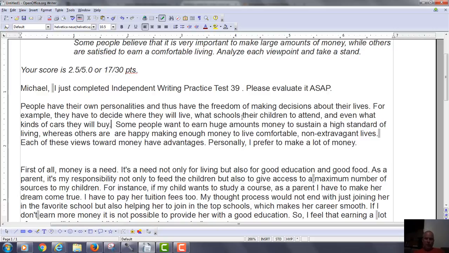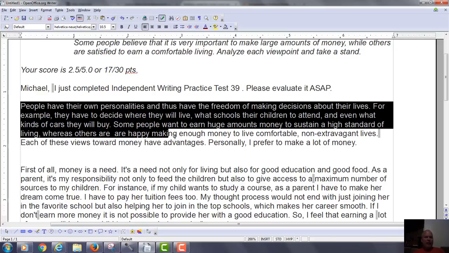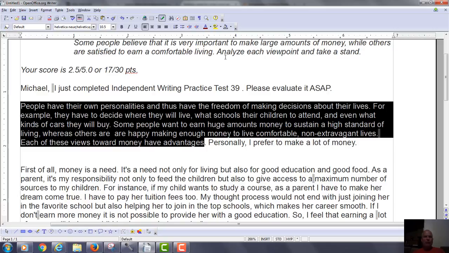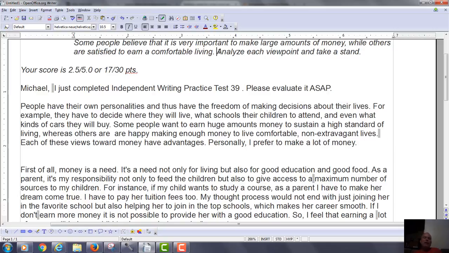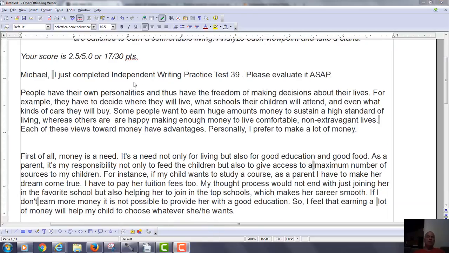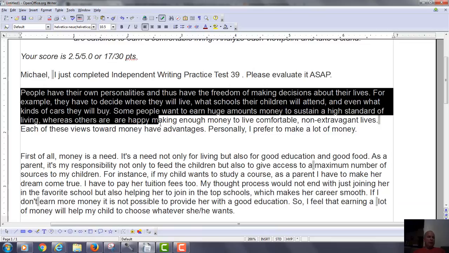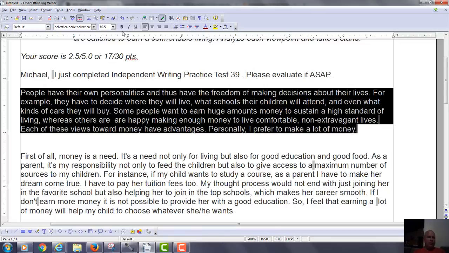And what I'm doing, I'm just giving some general statements about it. Notice what I'm trying to do here is in the beginning of this, I'm trying to stay more neutral because the question says analyze each viewpoint and take a stand, which means it's probably better to look at each viewpoint first and then finally take your own position. All right, let's see how we're doing here, and we'll keep working with this paragraph.